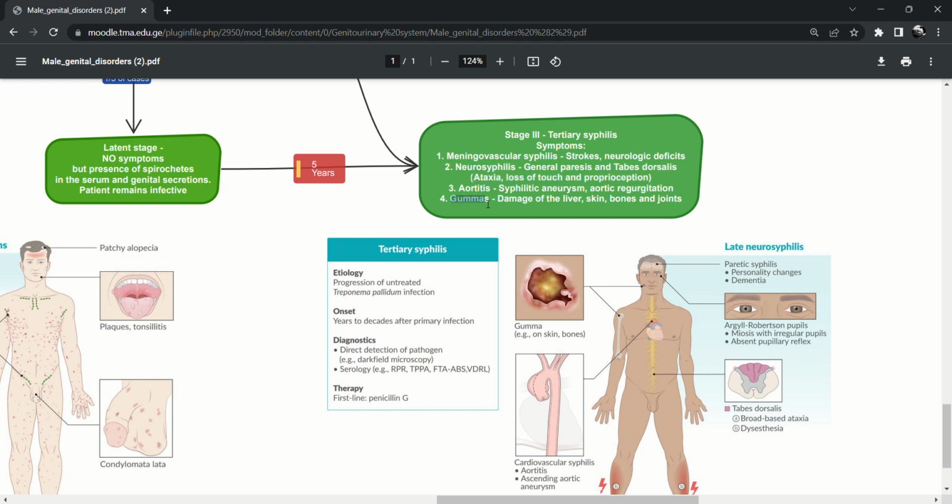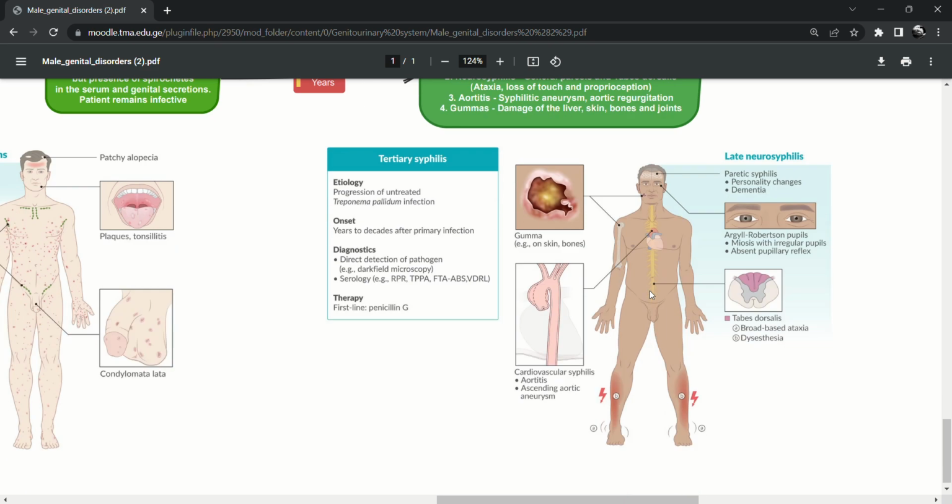And lastly, we have gummas. You see, a gumma is like this. It's like a necrotic area, if I'm not mistaken. It can arise in the liver, skin, bones, and joints as well, right?